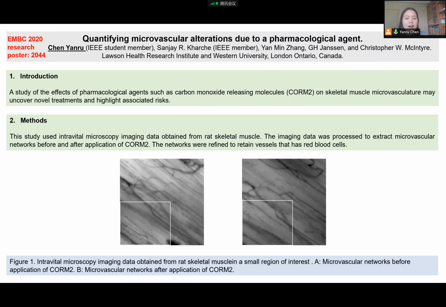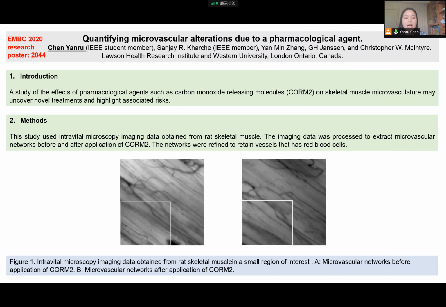A study of the effects of pharmacological agents such as carbon monoxide releasing molecules, CORM-2, on skeletal muscle microvasculature may uncover novel treatments. This study processed microvasculature data emerging from an intravital microscopy imaging study.